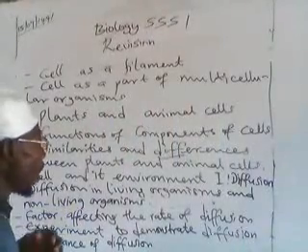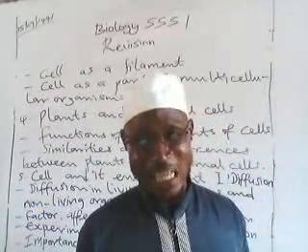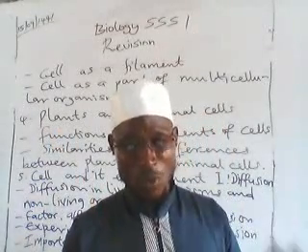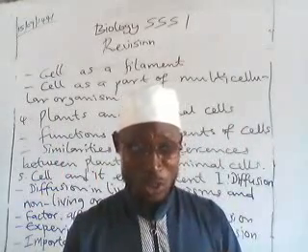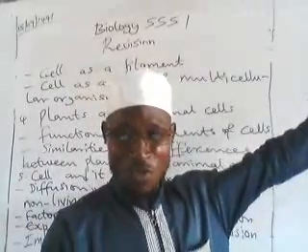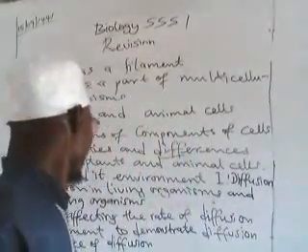Then another thing that we discussed in the last term is plant and animal cells and the function of components of cells. You were given the diagram of plant and animal cells, and you were given the components of the cell. The function of each of these components was discussed with you vividly. So go and revise the function of each of these components of cells.